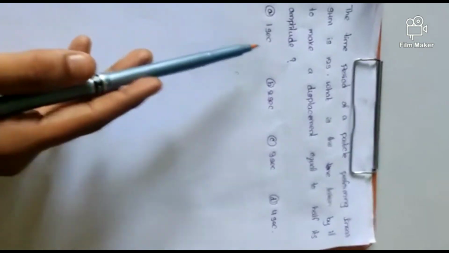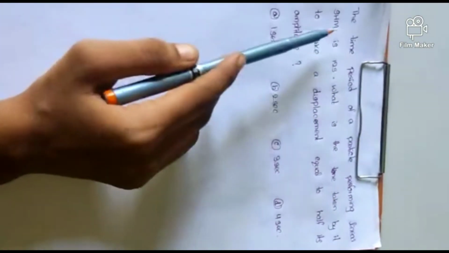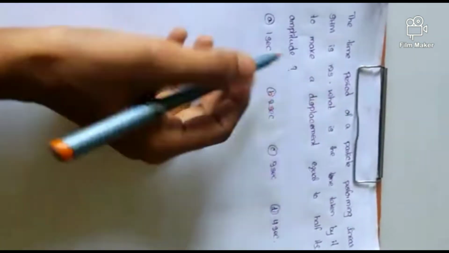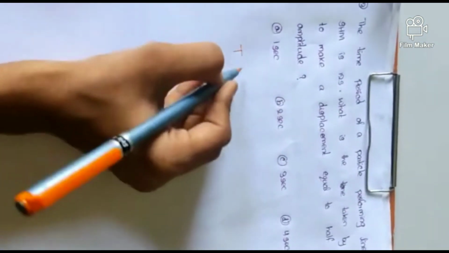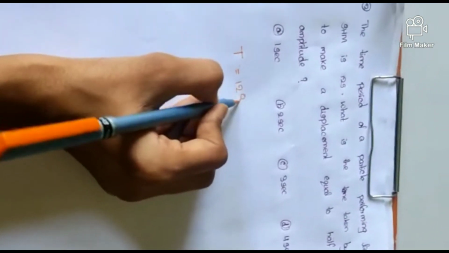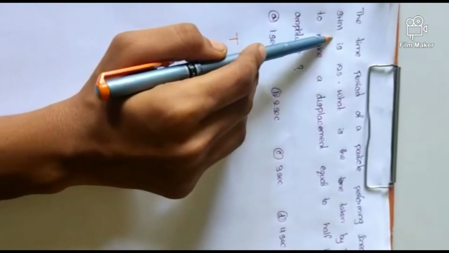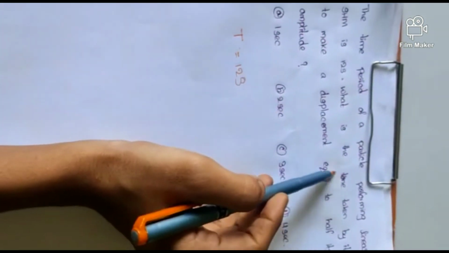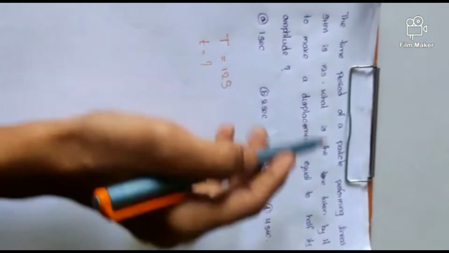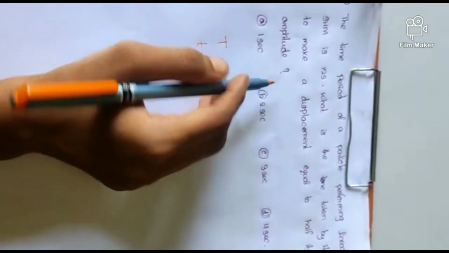And now let us see the next problem. The time period of a particle performing linear SHM is 12 seconds. The given is the time period, capital T, that is equal to 12 seconds. Given the time period, we have to find the time taken, small t. What is the time taken by it to make a displacement equal to half of its amplitude?